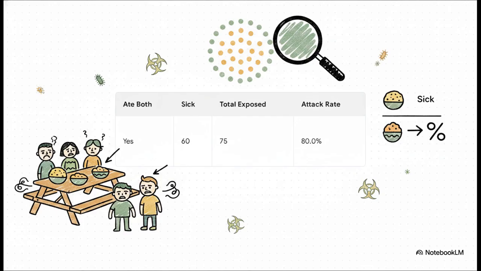Out of a total of 75 people who ate that specific combo, that's our denominator, 60 of them became sick. That 60 is our numerator. Divide 60 by 75, multiply by 100, and boom, you get a massive 80% attack rate. That tells investigators exactly where to focus their attention.